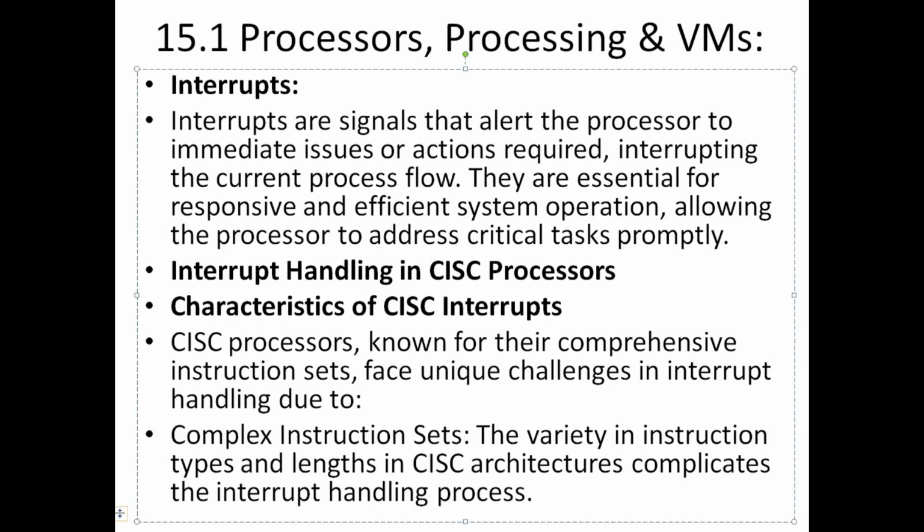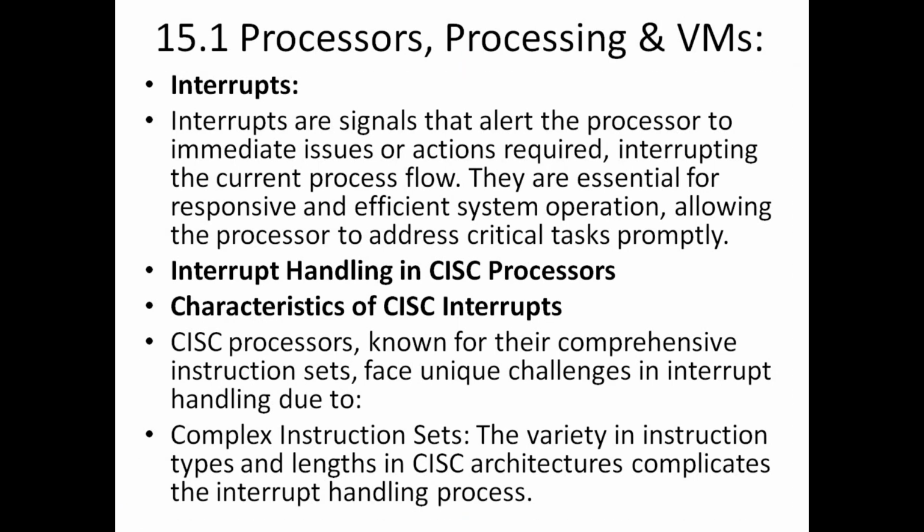Okay, next we have interrupts. So what are interrupts? As you know, they are signals which alert the microprocessor that something has gone wrong, so the microprocessor can stop doing its current task and attend to the emergency situation first. They are essential for responsive and efficient system operation, because if we don't have interrupts in a computer, a lot of things will go wrong, or we won't be able to prioritize things inside a microprocessor, like which task should be given more priority and which task should be given less priority.